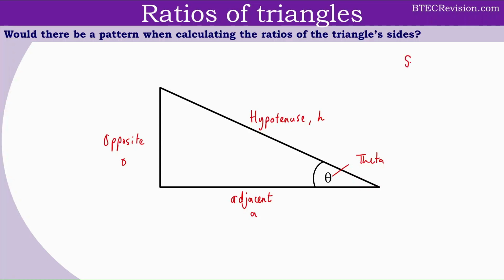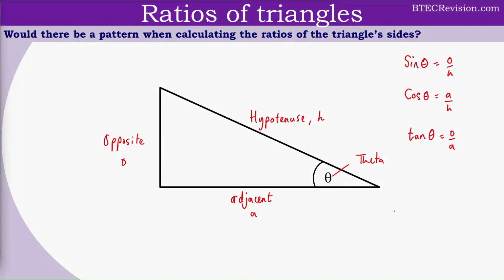First ratio is sine theta. We can write that in short form as sin instead of sine, and this is equal to opposite divided by hypotenuse. The second is cosine, or cos for short, theta, and that's equal to adjacent divided by hypotenuse. The third is tangent, or tan for short, and that's equal to opposite divided by adjacent.